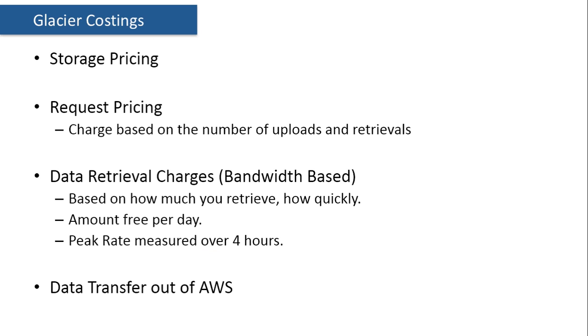The next one is the one that is most misunderstood. This is the data retrieval charge. This is bandwidth based. This is based on how much you retrieve, how quickly. There's an amount granted free per day, and there's a peak rate measured over 4 hours. That's a one-time charge per month based on the peak download rate. And then there's the standard charge with most Amazon services if you do indeed take the data out of AWS, the data transfer charge.